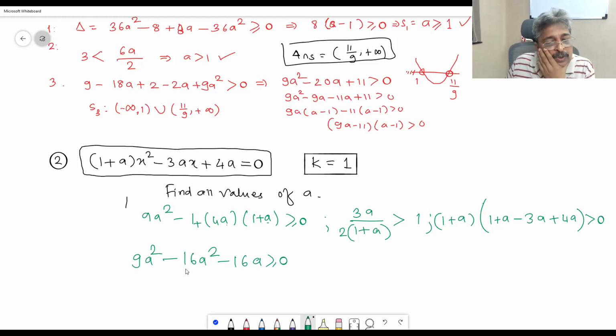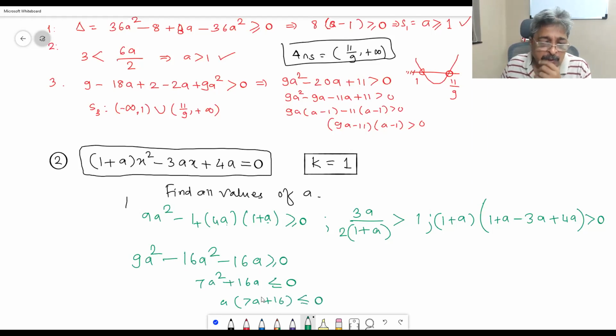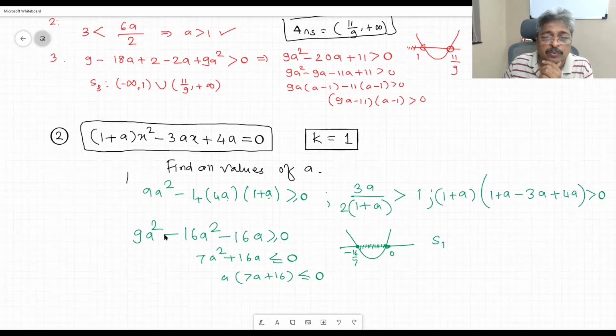Therefore, now this is 7. So 7a square plus 16a should be less than or equal to 0. Therefore, a inside bracket 7a plus 16 should be less than or equal to 0. Now leading coefficient is positive, so the graph is like this. This is 0 and minus 16 by 7, dark circles, and all points in between. This is solution set number 1. Solution set number 2.